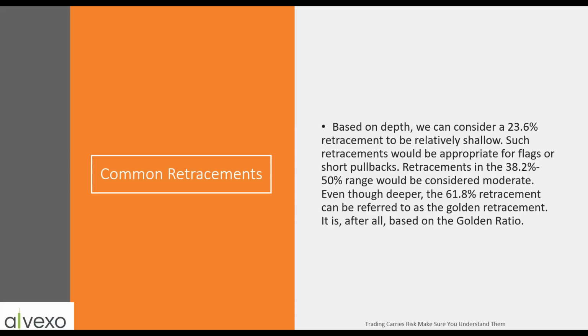So based on depth, we consider the 23.6 retracement to be relatively shallow, and price reaches that point so quickly that sometimes we can't even do any proper analysis. Such retracements would be appropriate for flags or short pullbacks. Retracements in the 38.2 or 50% range are considered moderate. And even though deeper, the 61.8 retracement can be referred to as the golden retracement, it is, after all, based on the golden ratio.